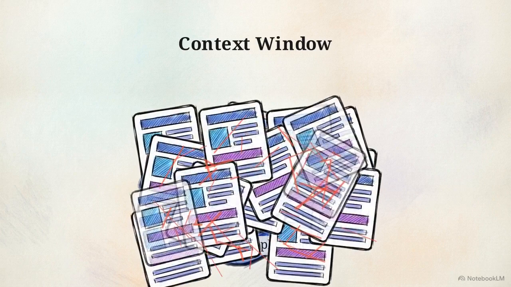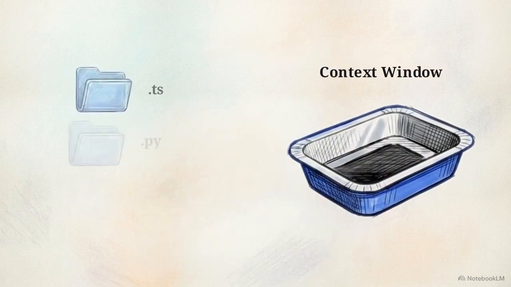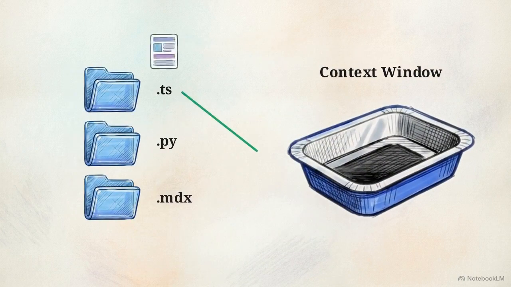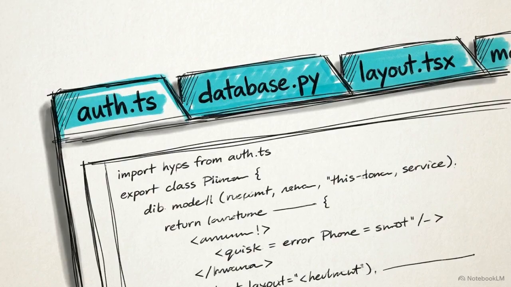Setting every rule to always apply forces the agent to read irrelevant instructions in every chat. Using globs instead allows you to scope specific rules only to the relevant file types, keeping the context window focused. Composer 2 is the proprietary model designed specifically for these multi-file edits.